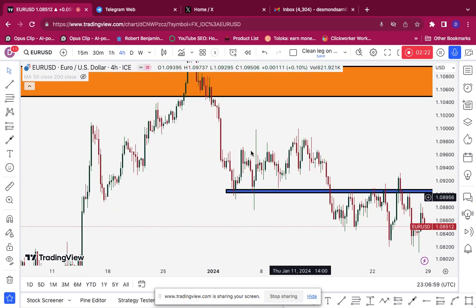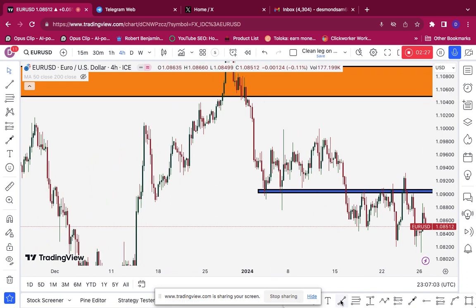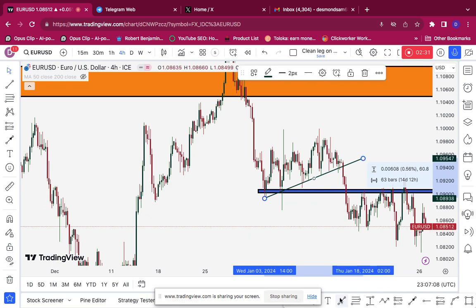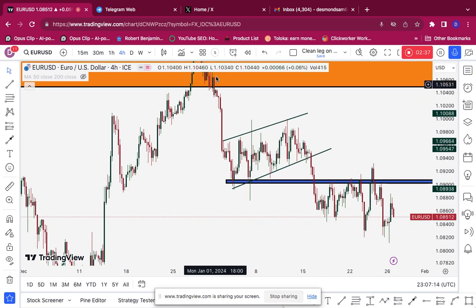It was just simple here. We had actually approached this minor level there, and then nothing happened. So we started consolidating and flagging somewhere here. So this is the flag pattern, guys. This is when the market drops, flags for a bit, then breaks out, then continues to the downside.